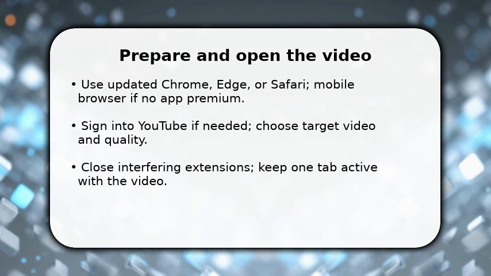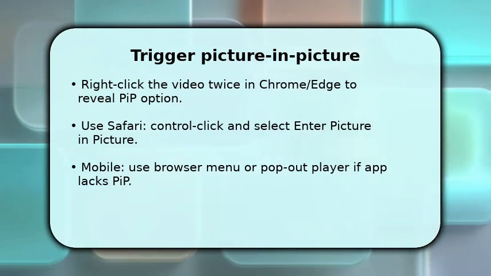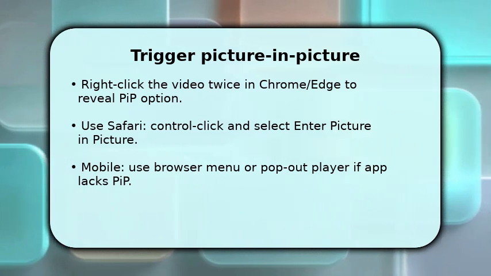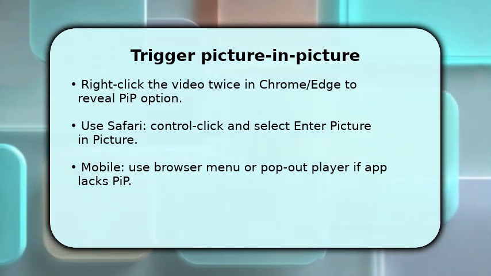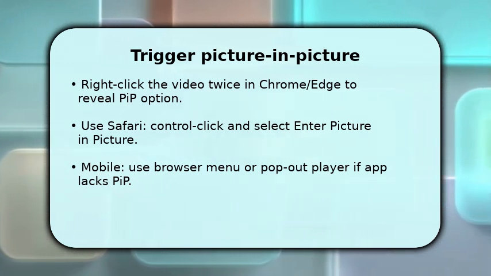Now you actually invoke picture-in-picture. On desktop Chrome or Edge, right-click the video twice to expose the browser's context menu and pick picture-in-picture. This detaches the player into a floating window so you can keep watching while multitasking.